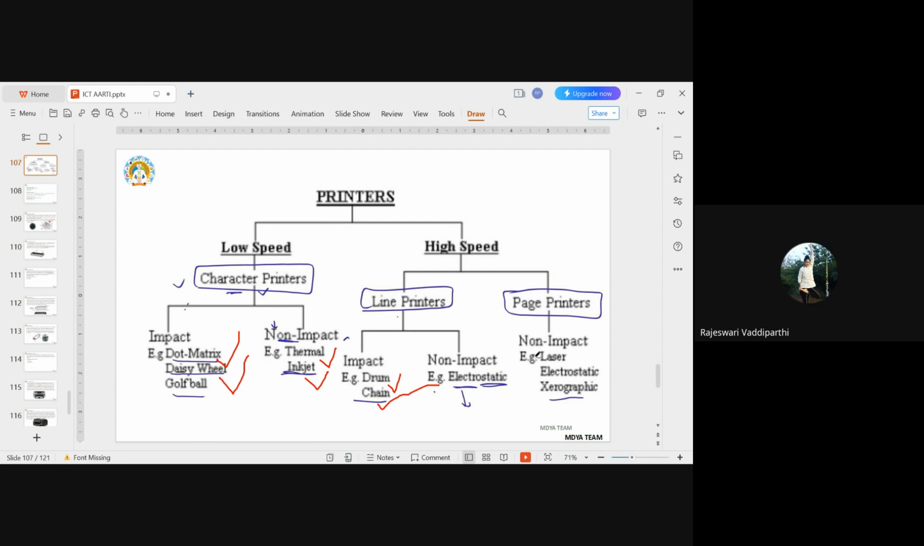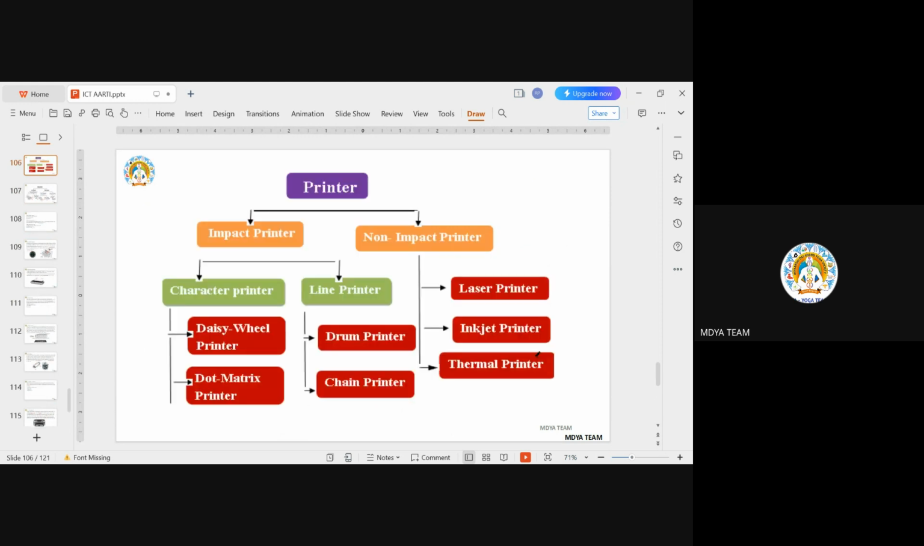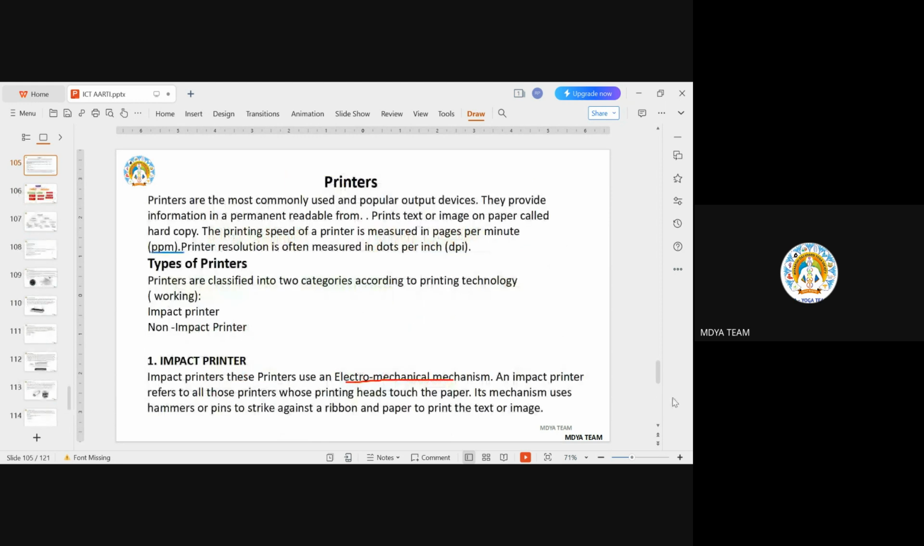Got it, thank you, ma'am. Yes. Now, one thing I tell you about printers, an important thing you have to know: the two important words, you can say, modern words.